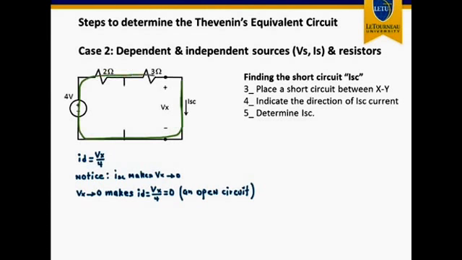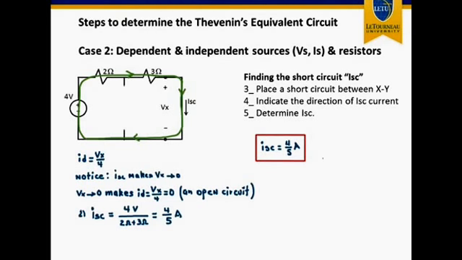Now the only current that flows through the circuit is the short circuit current. So we can write an equation. Short circuit current is equal to 4 volts divided by 2 plus 3 ohms, and that's equal to 4/5 of an amp. And that's the short circuit current value.